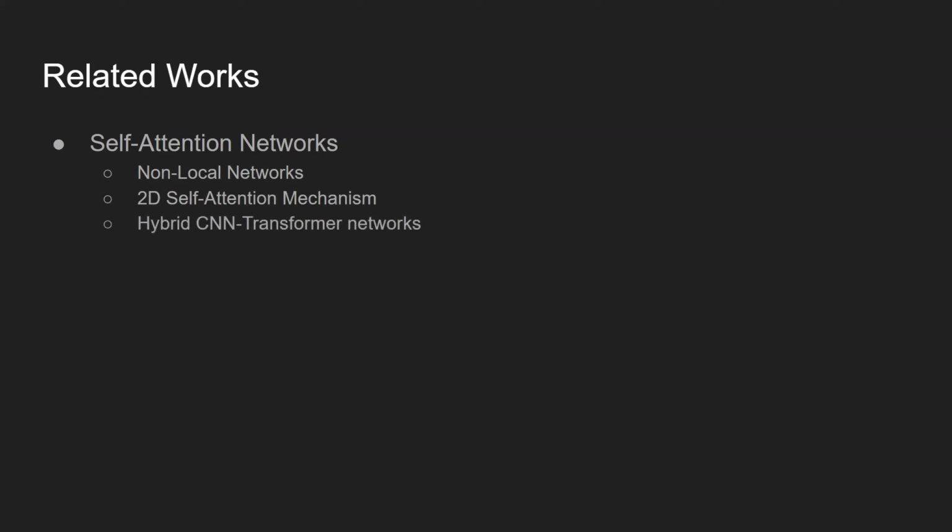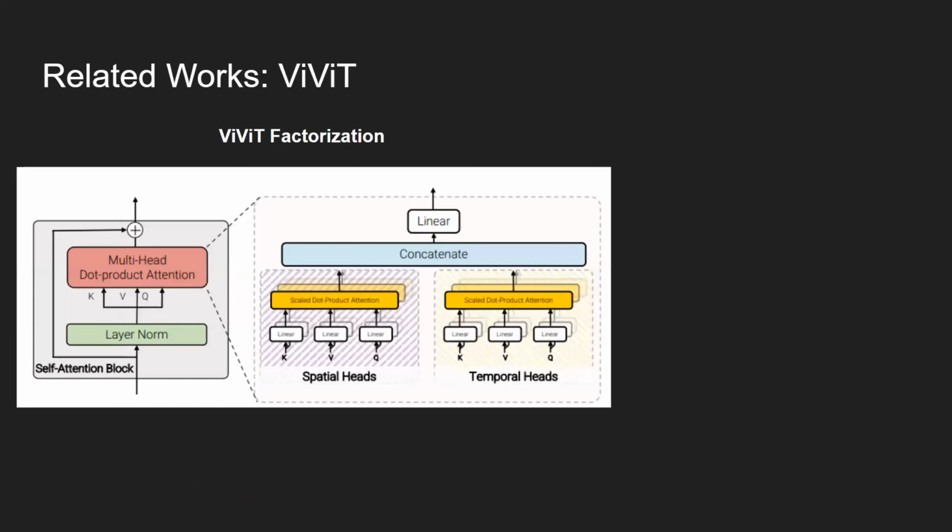So for related works, the authors point out a couple of self-attention networks. These include things like non-local networks, a 2D self-attention mechanism, and hybrid CNN-transformer networks, so things like DETR. And then, of course, we have ViT, which was the father of this patch tokenization technique. And then we also have ViViT, which was explored in last Wednesday's presentation. It should be noted that that came chronologically after this paper, so it is a little unique to include it in related works. And so here's a brief comparison.